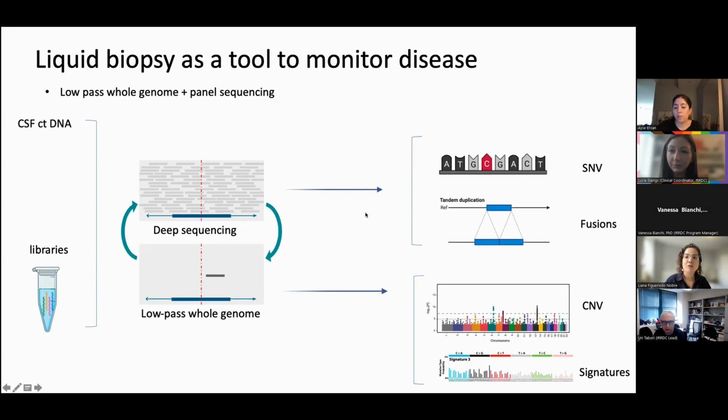Another strategy that we use with the same libraries that we have made is we tile and we look at the whole genome at a very shallow depth, so between 1 and 3 times. And that does not allow us to look for these more point mutations and specific mutations, but it does allow us to find large deletions or gains in the genome. So these are two strategies that we can use to detect alterations that are pertinent to the tumor.